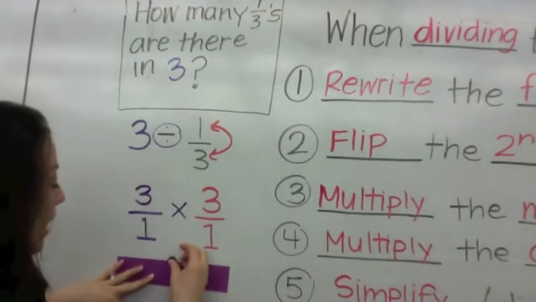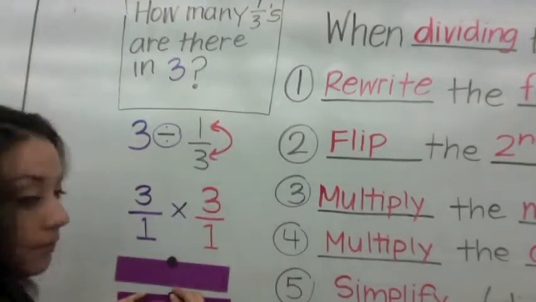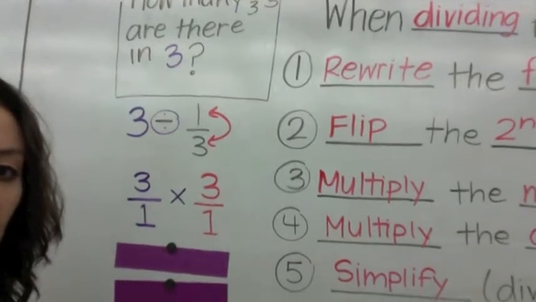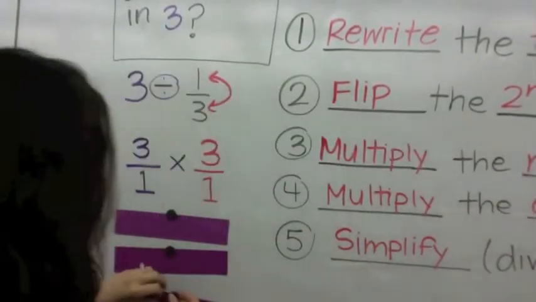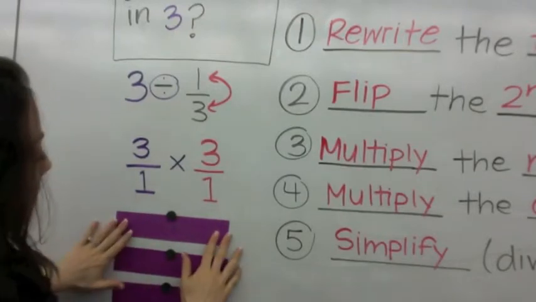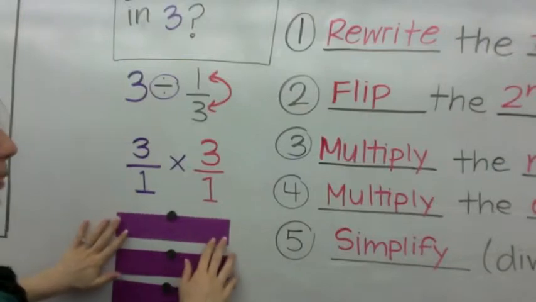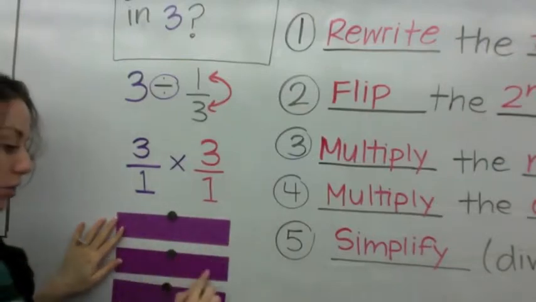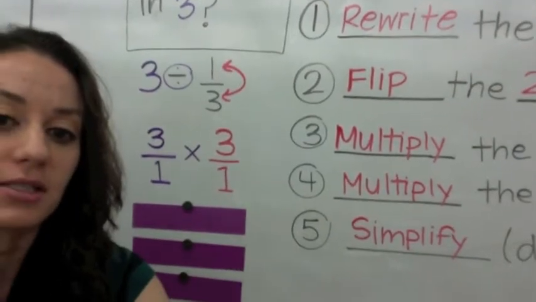We have 1, we have 2, and let me move this down a little bit. Okay, we have 3. Are we good? 1, 2, 3, there's 3. Well, how many thirds are there in 3? Here's 3. 1, 2, 3. How many thirds? Which means if I cut each one in thirds, how many thirds will I have altogether? Okay, that's what division asks you.